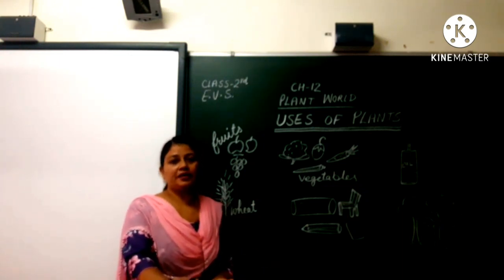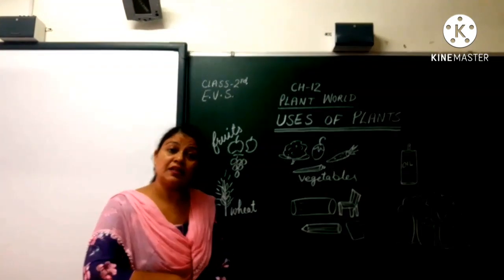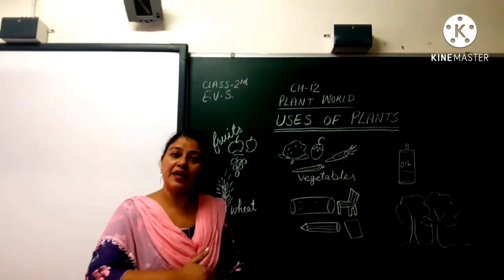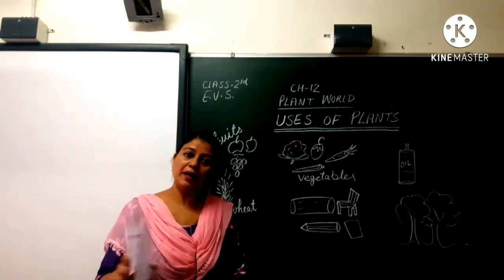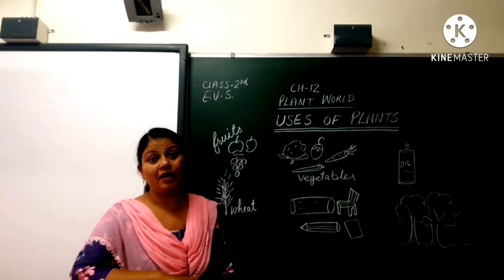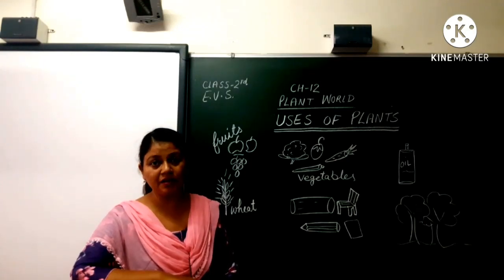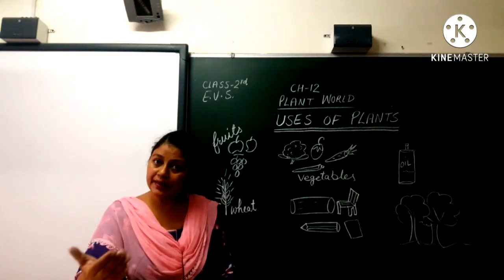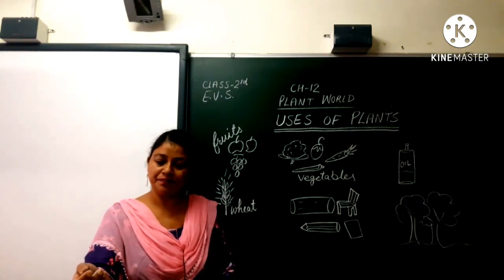So many oils are there that we get from the plants, and plants give us fresh air, and when we breathe in the fresh air, it makes our lungs healthy. So plants are very important for us, and many big trees are there, and birds and animals live there. They make their home. Trees are the home of the animals and birds.